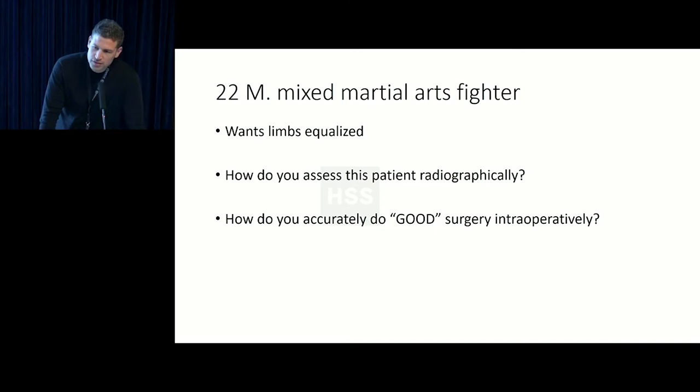So every patient we see, you must analyze all components of the deformity, even if they're coming to see you for what may be just a limb length discrepancy. So this guy has varus in addition to his limb length discrepancy. You want to make sure you do good surgery.